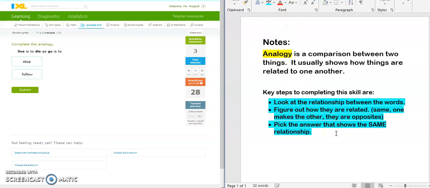Remember, take your time, look at the relationship between the words, figure out how they are related, and then pick the answer that shows the same relationship.